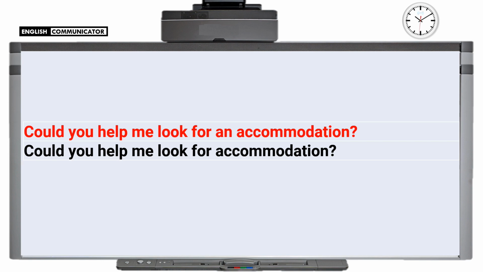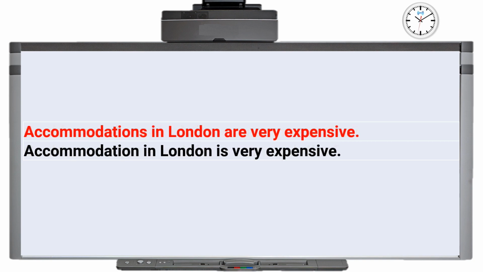Next sentence, please. Accommodations in London are very expensive. Wrong. We can't use accommodations, because accommodation is always a singular entity. It's not plural. So lots of accommodation, we can't say accommodations. We must use, accommodation in London is very expensive. Please don't use accommodations.